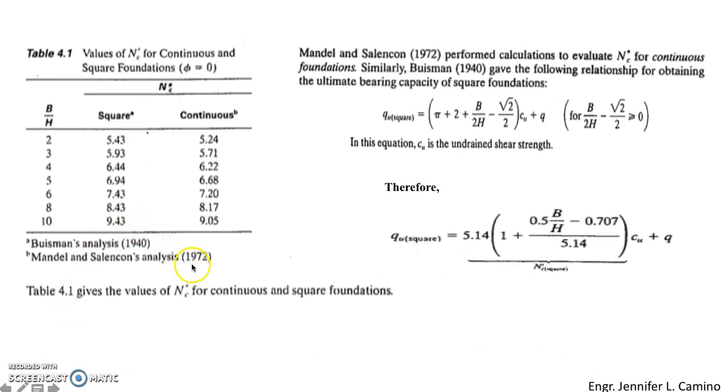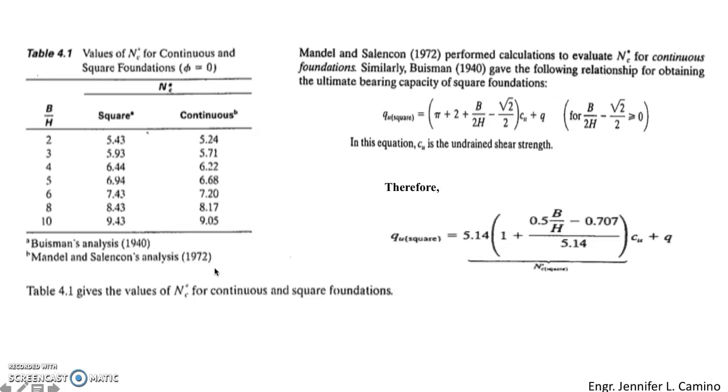So we have here a table with the variations of the values of N sub C asterisk for continuous and square foundations. This is on a clay type soil because phi is equal to 0. We have to know the ratio between B over H, and you can now have the value for N sub C asterisk, depending on whether it is a square or a continuous foundation. This was introduced by Weismann's analysis and Mandel and Salencon's analysis in 1940 and 1972 respectively.